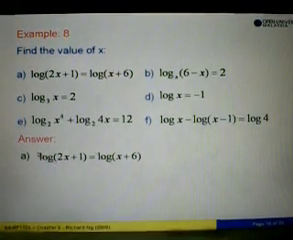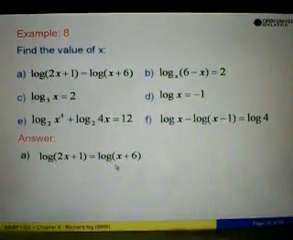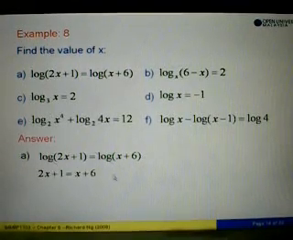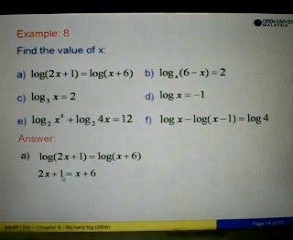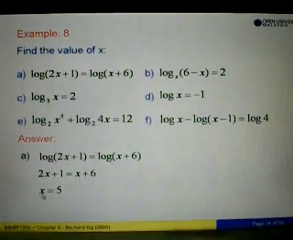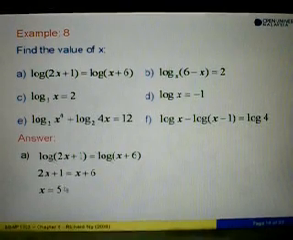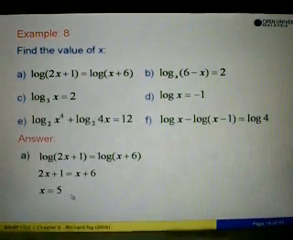Since on the left we have log, on the right we have log, we can cancel both the logs. And now what we get is 2x plus 1 equals to x plus 6. So from here, shift the x to the left, shift the 1 to the right. So we will get 2x minus x equals to x, and 6 minus 1 will give us 5. So that's the answer for question A.